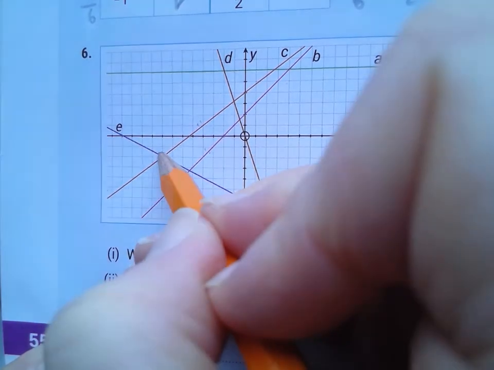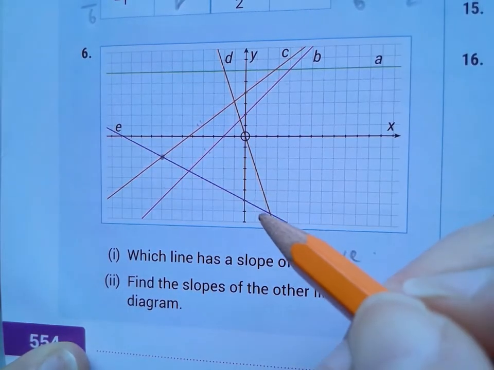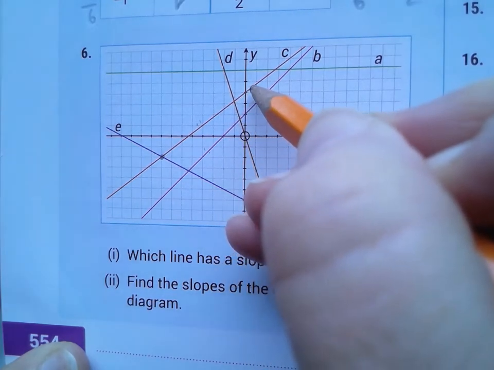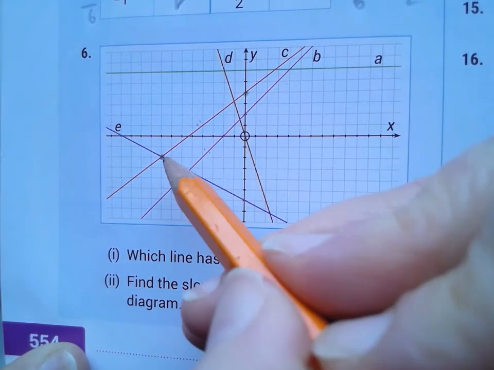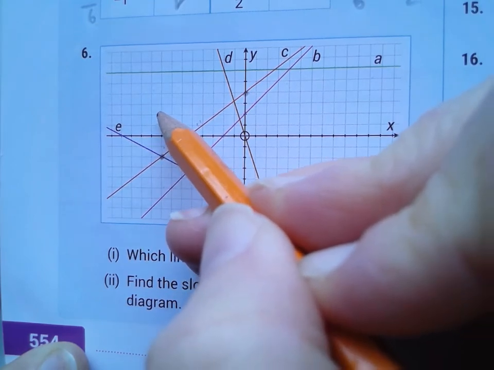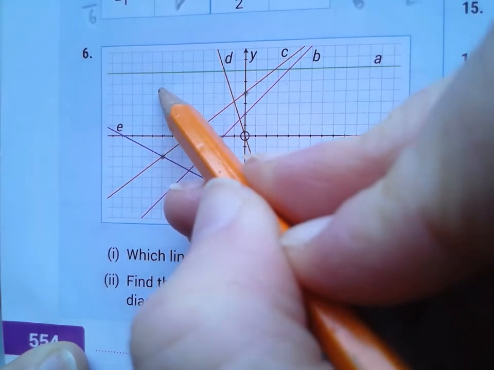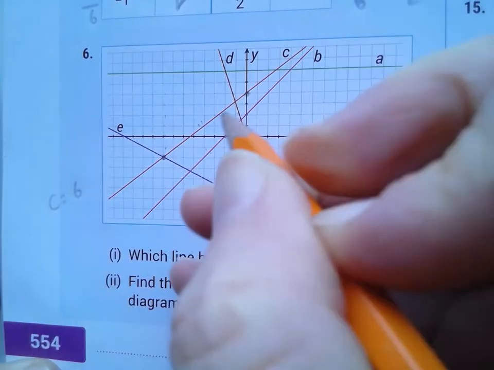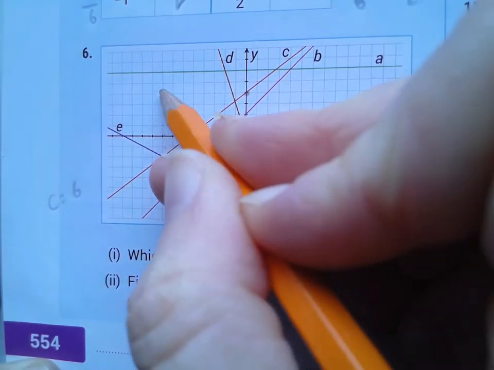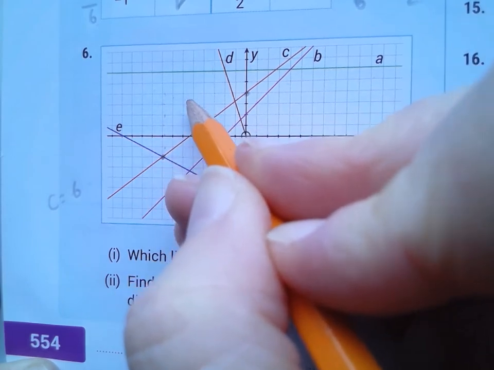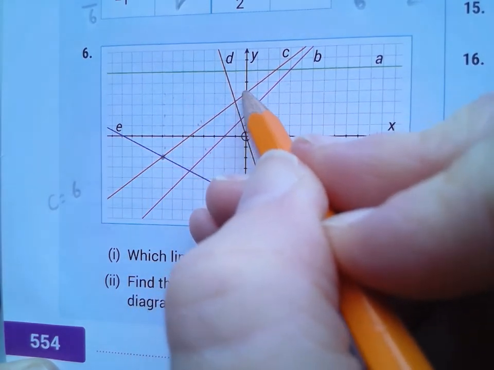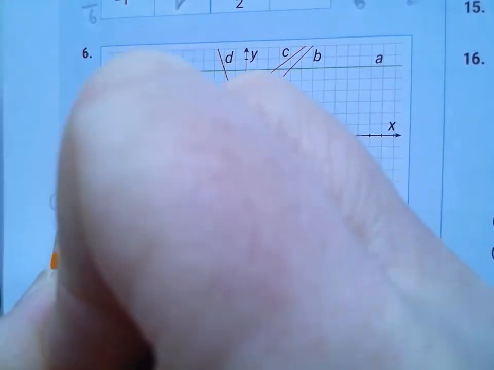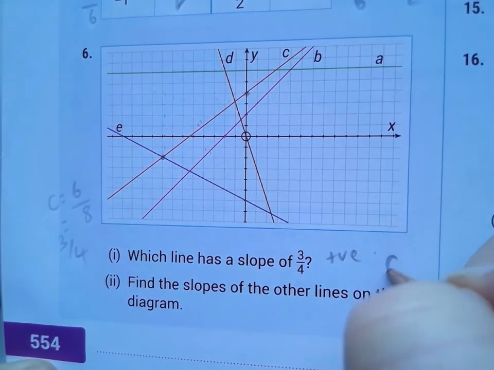So here's a start point, and let's find an end point. There's an end point. So let's see. 1, 2, 3, 4, 5, 6. So this is line C, has 6 as a rise. There are 6 up to there. 1, 2, 3, 4, 5, 6, 7, 8 as a run. So that would be 3/4. So that would work. So C.